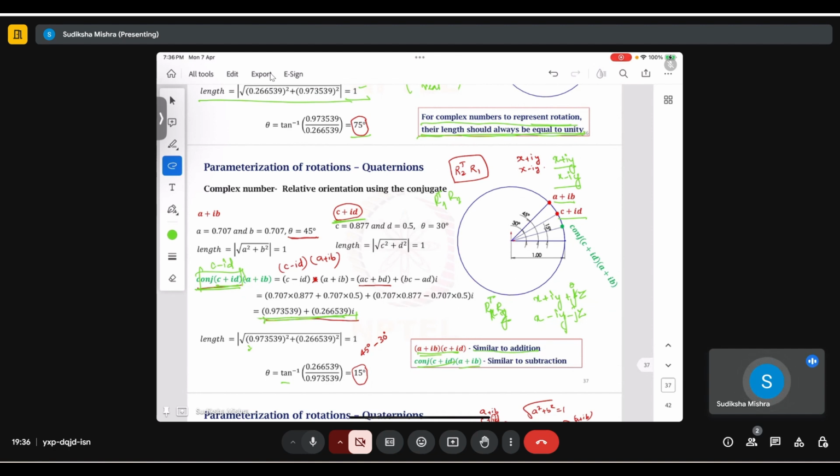So, if you compute a plus ib into c plus id, you get something similar to an addition of angles. Whereas if you take the conjugate of c plus id and multiply it with a plus ib, you get something similar to subtraction of angles. So this will give you the relative orientation.